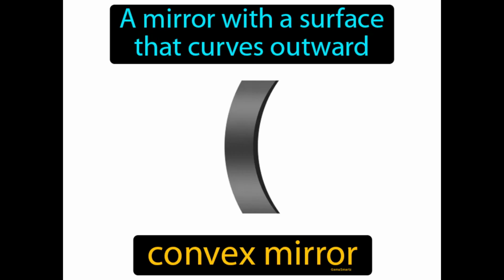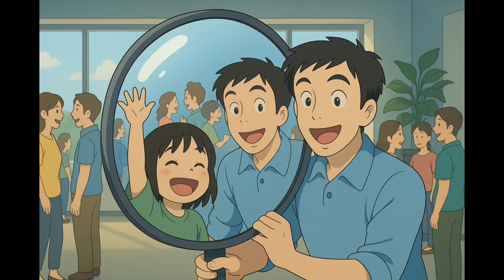A mirror with a surface that curves outward, convex mirror. A convex mirror is a type of mirror that bulges outwards, making objects appear smaller and providing a wider field of view. Imagine you're in a crowded room, trying to see as many people as possible without moving around.